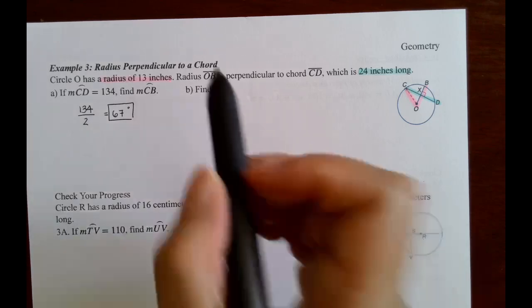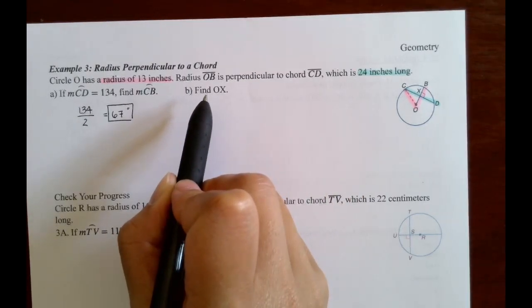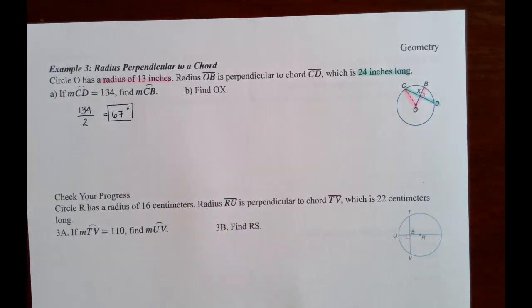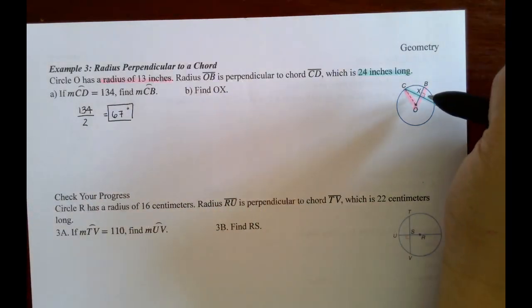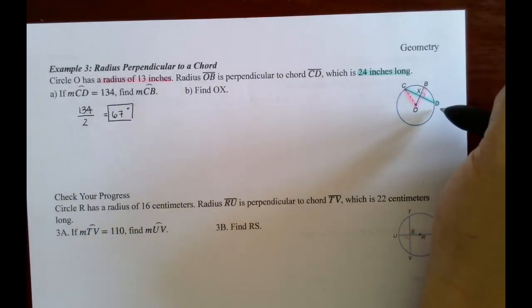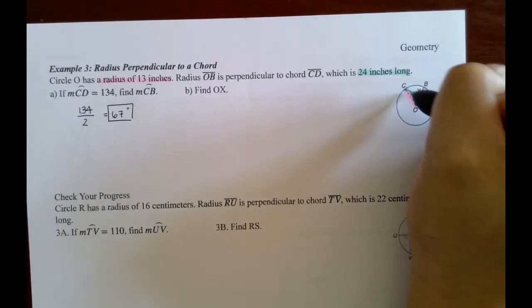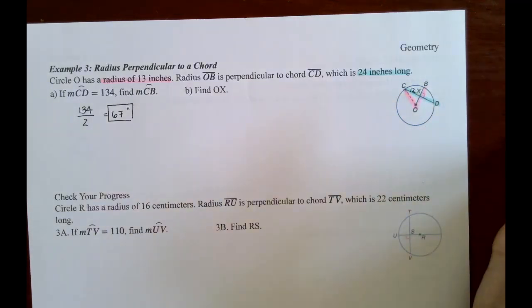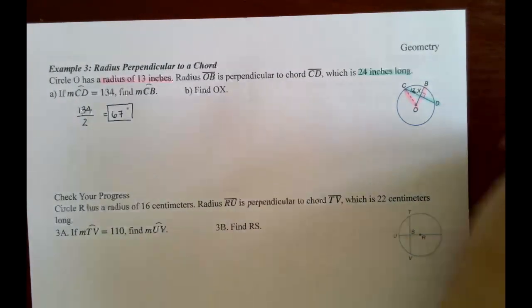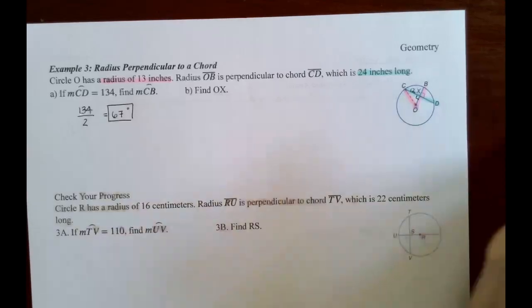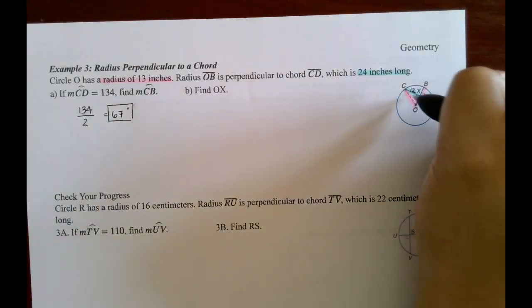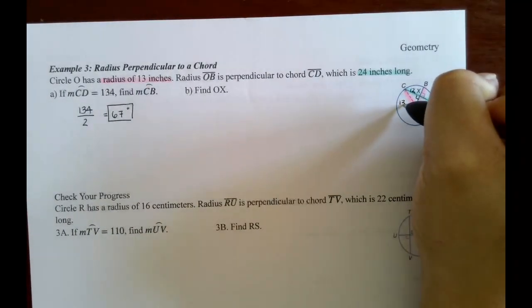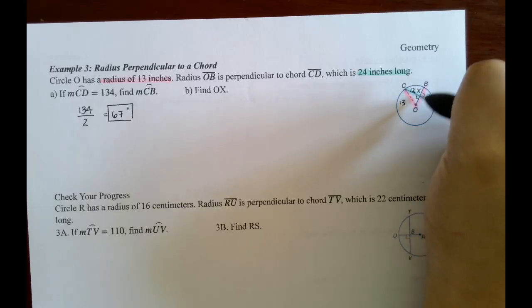Okay. The next one here asks us to find OX. So we also know that if a chord and a radius are perpendicular, it bisects it. So if this is 24 inches, that would mean that CX now is 12 inches because half of 24 is 12. Note here that this forms a 90-degree angle. So the radius is 13. This is 12. We can now find OX.